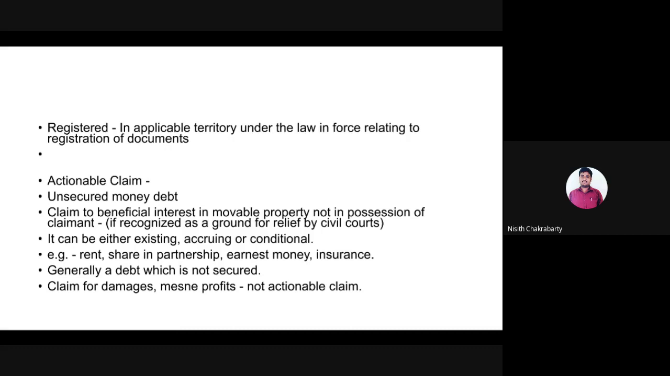Yes, this is a very, very important definition. Actionable claim, simply put, is a claim against which you can take an action. But when I say a claim for which you can take an action, that claim must not be a claim for which you have already taken some security.